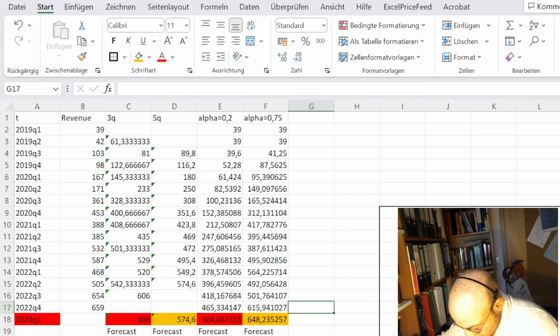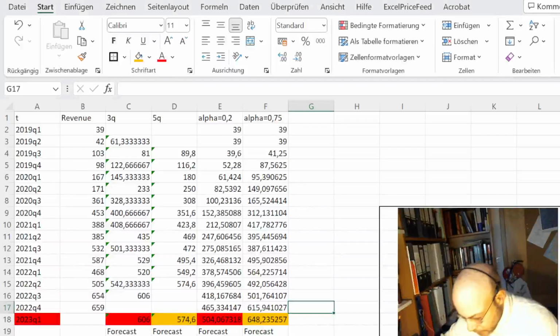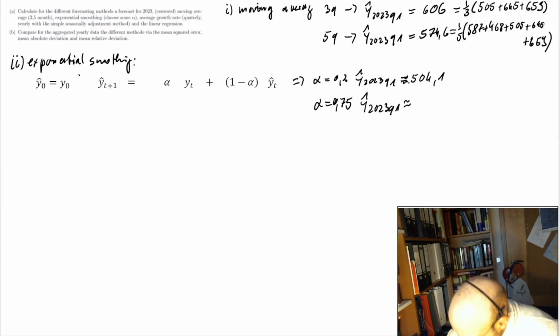Equals 504.1, and for alpha equals 0.75, we have Q1 is roughly 648.2.